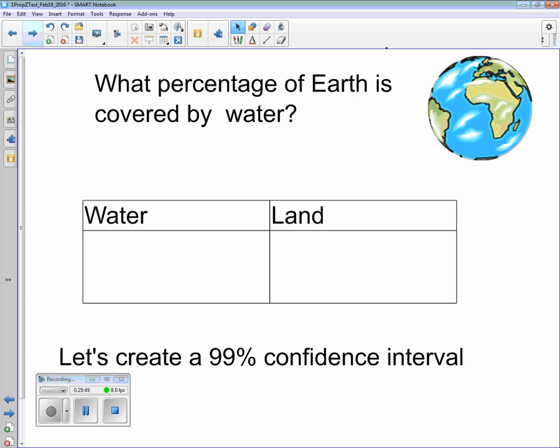But what we're going to do is I'm just going to pause the recording while we collect our data. We're just going to catch the ball, and you're literally going to tell me where your thumb lands on the globe. Is it on land or is it on water? Okay, that's it.